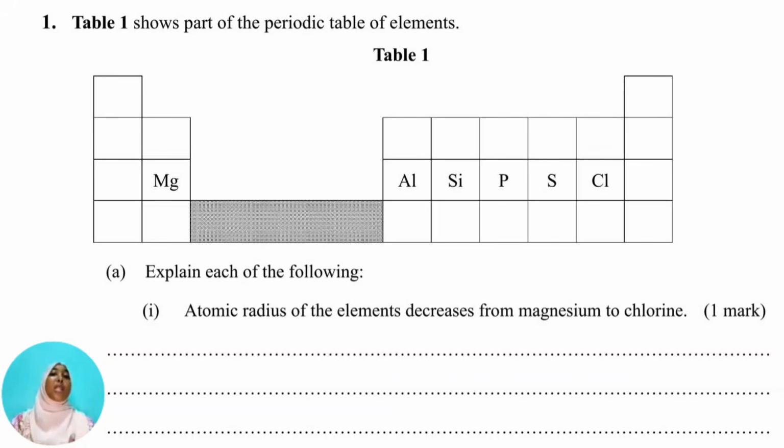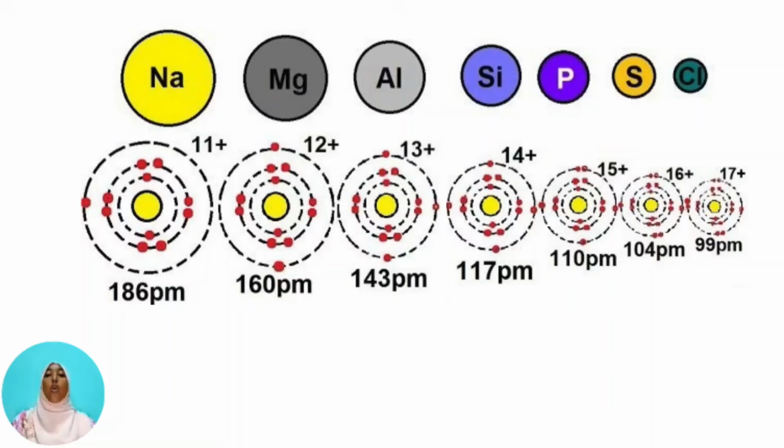Out of magnesium, aluminium, silicon, phosphorus, sulfur, and chlorine, magnesium is going to have the largest atoms, followed by aluminium and so on, until lastly chlorine has the smallest. Now, explanation. Why is this so? Why do they have different sizes of atoms when they all belong to period 3 and therefore all have the same number of energy levels? They all have 3 energy levels, but when it comes to the sizes, they are different. Now, let us discuss this.